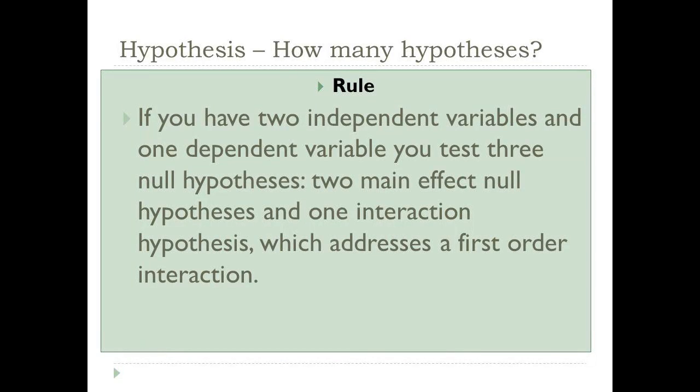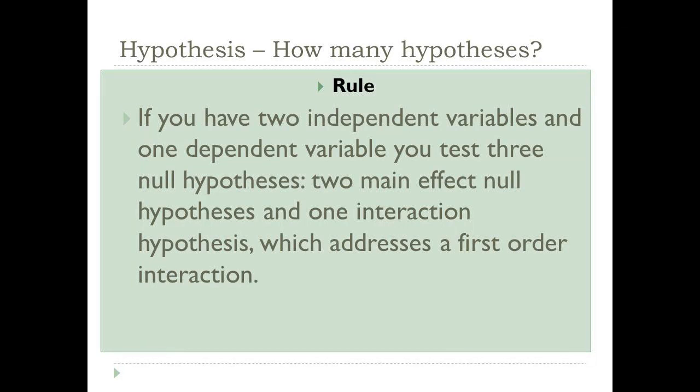We then need to pose three hypotheses. We pose two main effect hypotheses and one interaction effect hypothesis. Because what we're going to look at first is, is there an interaction between the two independent variables, gender and the type of group that students are involved in?